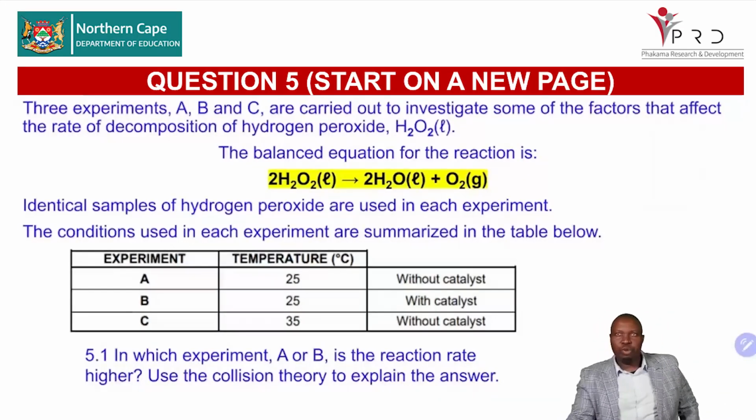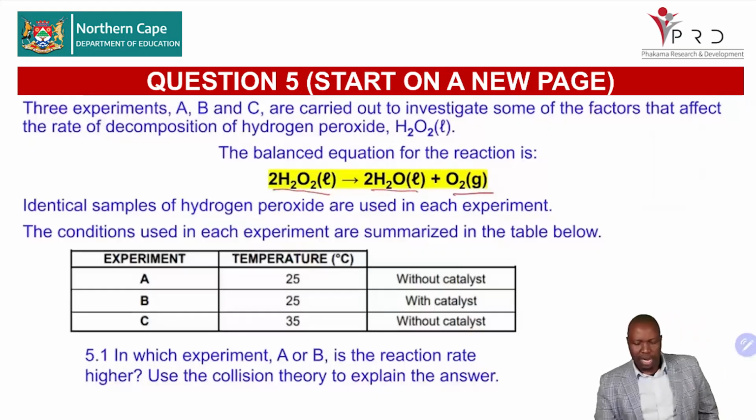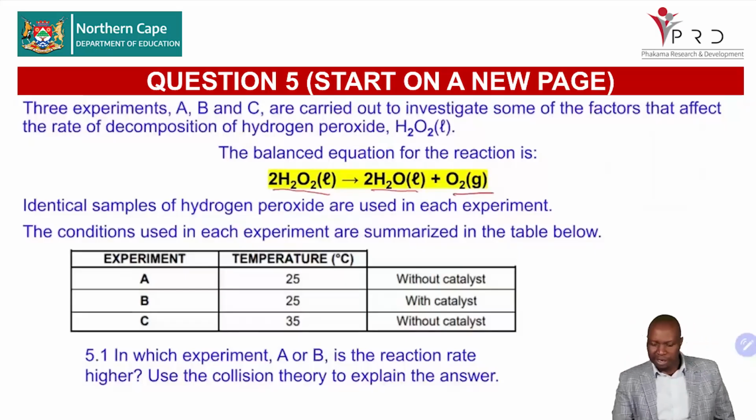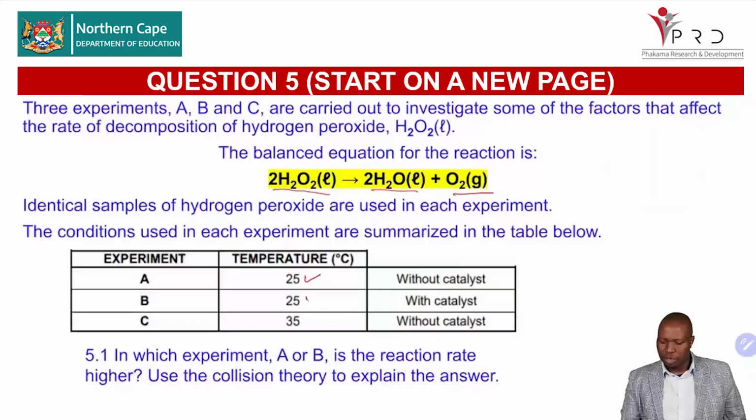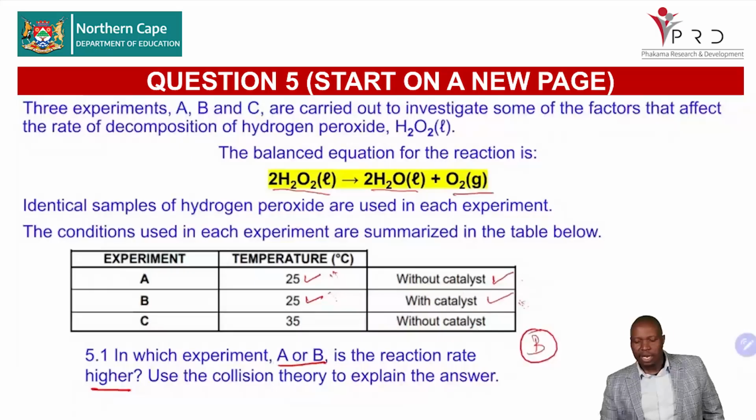Now, just to look at an example of a question, say you have 2 H2O2 forming 2 water liquids plus oxygen. They are saying in this experiment, A, B, C, you can see the temperature there, 25, same condition, but experiment A is without catalyst, experiment B is with catalyst. And they are asking in which experiment, A or B, is the reaction rate higher? So you are able to see that temperature is remaining constant, so it's a controlled variable. But what are we changing? No catalyst, with catalyst. So immediately when you add a catalyst, you definitely are going to have a higher reaction, which is experiment B. So you're able to choose B as your experiment.